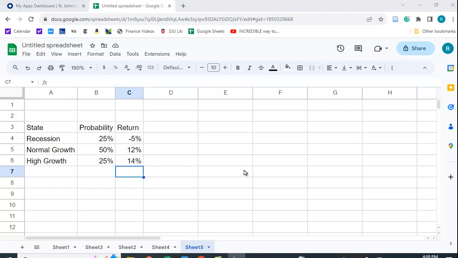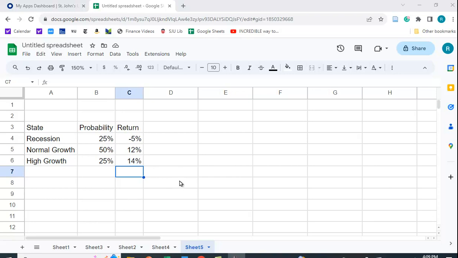Now, here are some returns that occur during each state of the world: -5% in a recession, 12% in normal growth, and 14% if there's a high growth period. Now, you can't just add these up and divide by 3 to get the average, because then you would be weighting the recession return and the high growth return too heavily and not weighing the normal growth period enough.